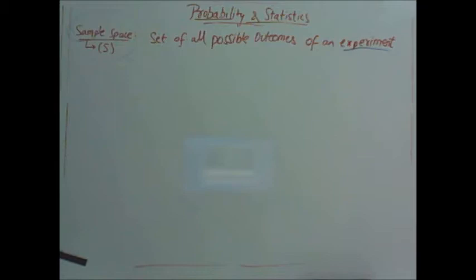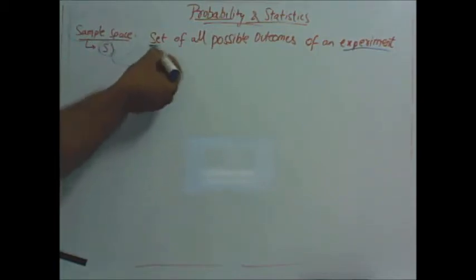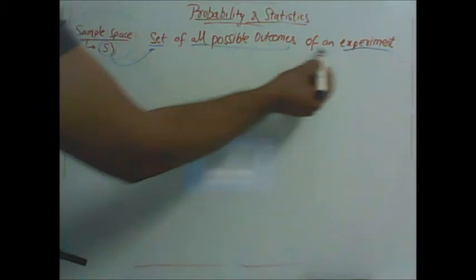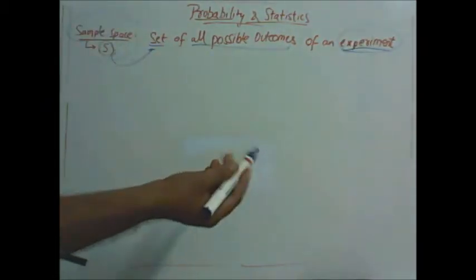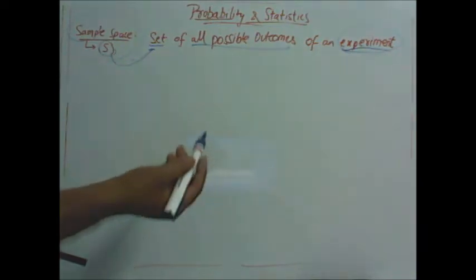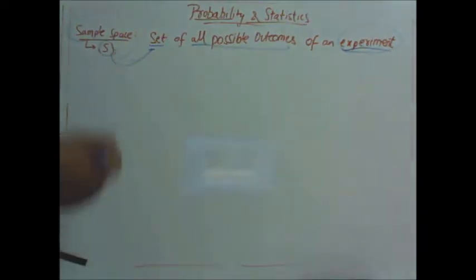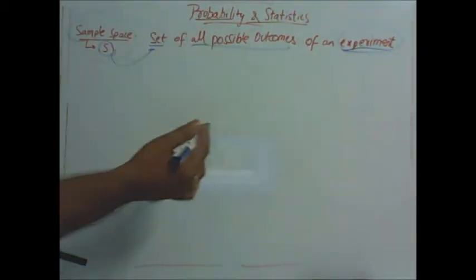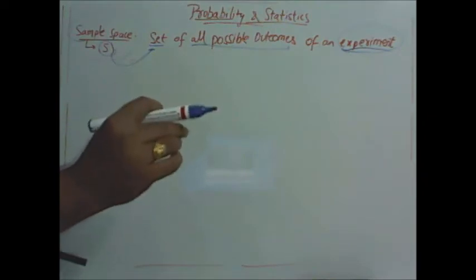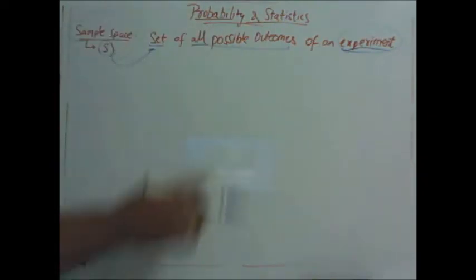Coming to the first definition, it is our sample space. The sample space is denoted by S, and it is the set of all possible outcomes of an experiment. An experiment can be rolling a die, or measuring a height, or weight, or amount of matter, or tossing a coin, or anything can be an experiment. Outcome means all the possible outcomes. We don't want only 2 or 3 outcomes. We want all the outcomes of that experiment.